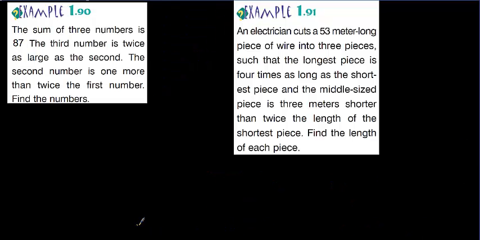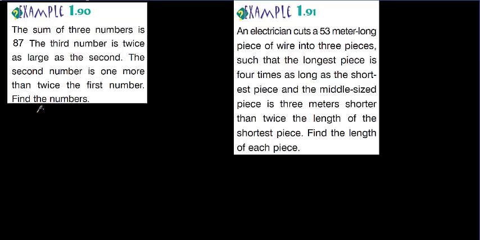Now we are going to continue with the new question here. The sum of 3 numbers is 87. The third number is twice as large as the second one. The second number is 1 more than twice the first number. So the second number depends on the first number, and the third number depends on the second number.